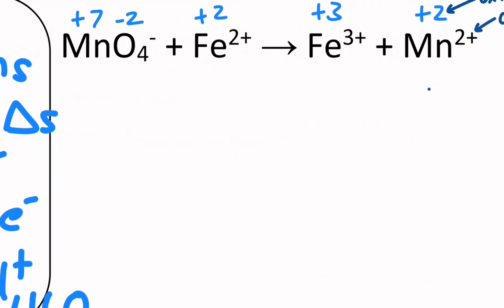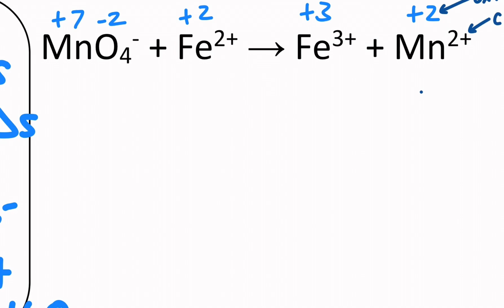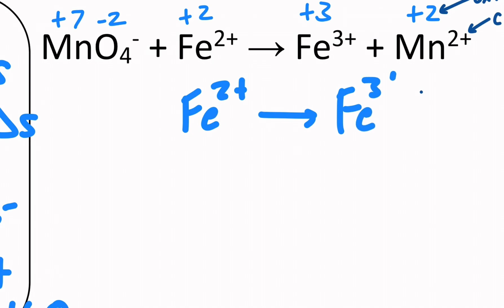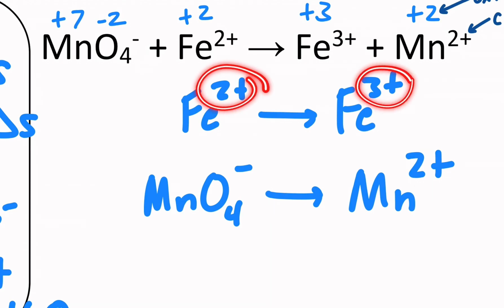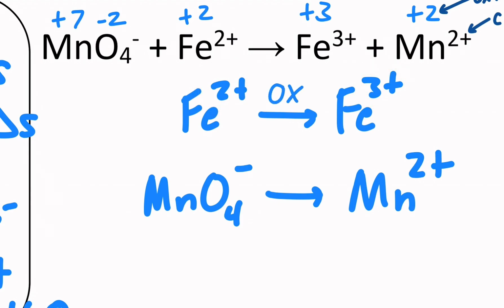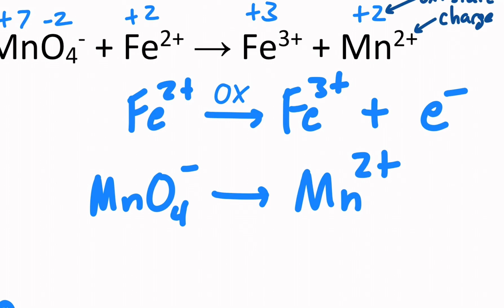Okay, so let's look at the half reactions. What we have is Fe2+ becomes Fe3+, and then separately permanganate becomes manganese 2+. So the first thing I'm going to do is balance the element that changes. So balance the irons. Done. 1 becomes 1. Then I'm going to balance the oxidation state changes with electrons. So each iron goes from 2+ to 3+. Each one gets oxidized and loses an electron. And then I'll balance the charge, although it's already taken care of.